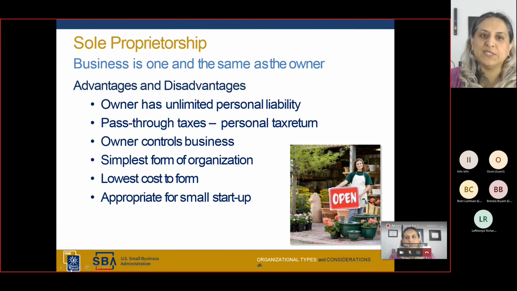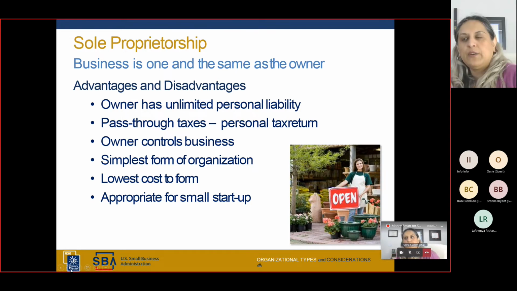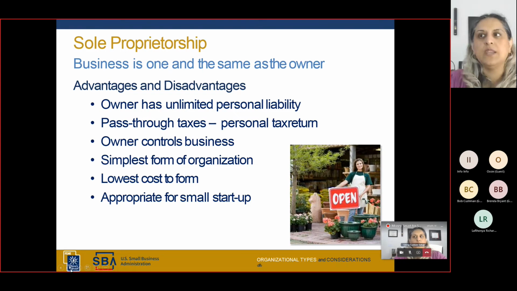So let's go with the sole proprietorship. A sole proprietorship is the type of business entity that is owned and run by one individual, and in which there is no legal distinction between the owner and the business. In other words, the business is one and the same as the owner. The sole proprietorship is the most common form of legal structure for small businesses.